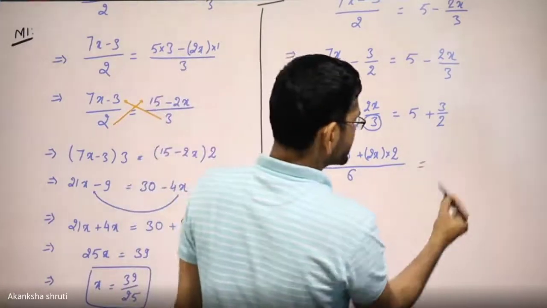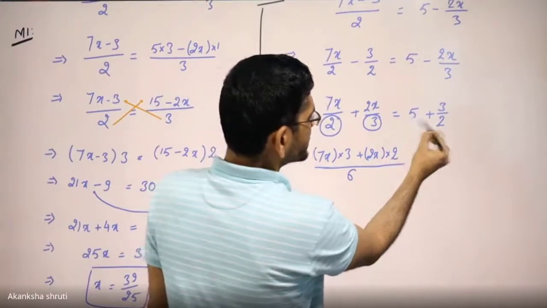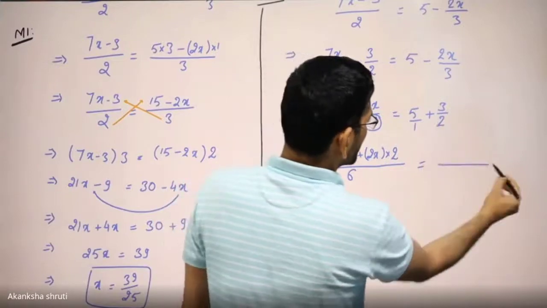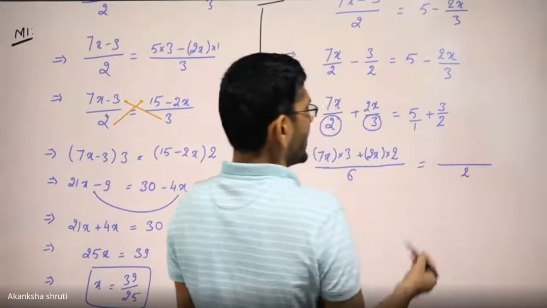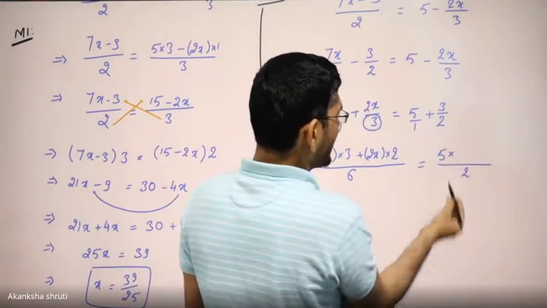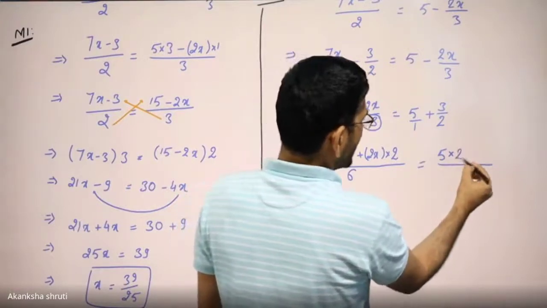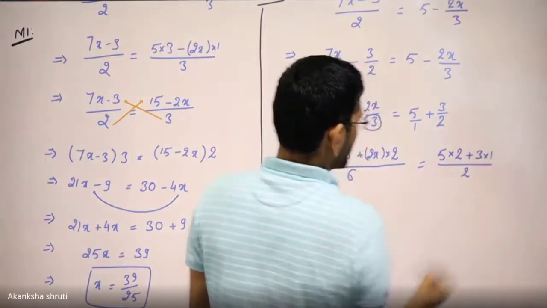For right hand side, again we need to apply the same thing. 5. In denominator of 5, nothing is mentioned means it is 1. And the other denominator is 2. So the LCM of this 1 and 2 is our 2. Now, write this 5. By which number we shall multiply? Go for dividing this 2 by 1. It is coming 2 times. Plus, this is our 3 into 1 time.